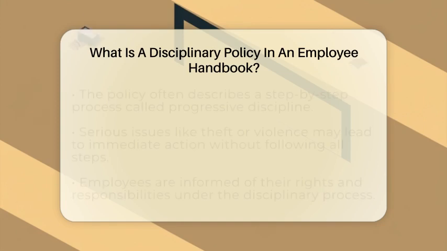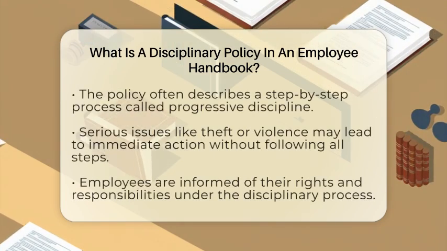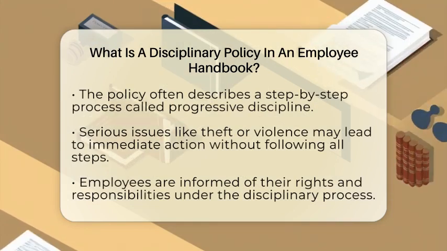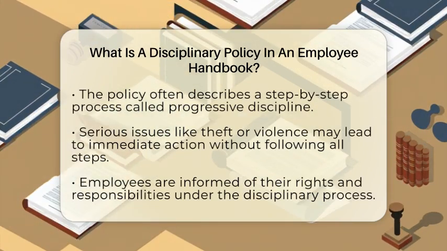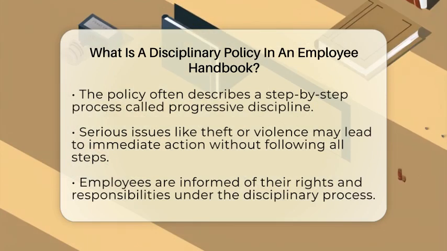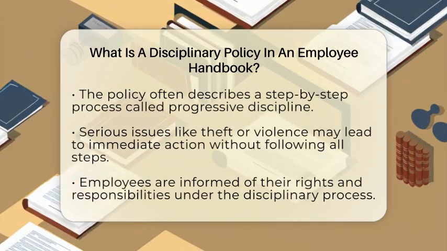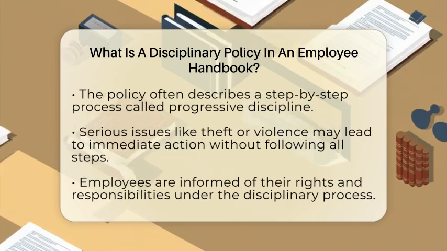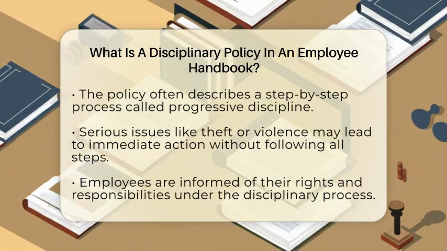First, it states the purpose and scope. This means it explains that the goal is to correct behavior fairly and consistently, helping keep the work environment safe and productive. Next, it lists the types of disciplinary actions. These can include verbal warnings, written warnings, extra training, temporary suspension, demotion, or even termination.